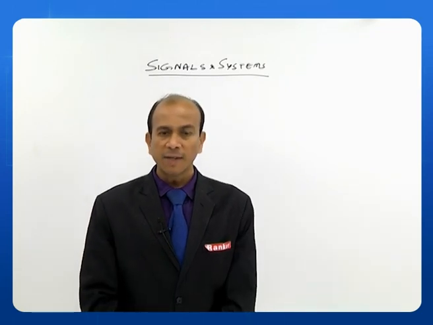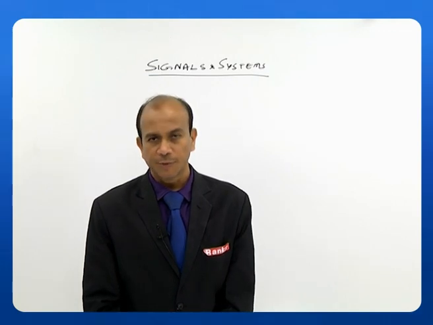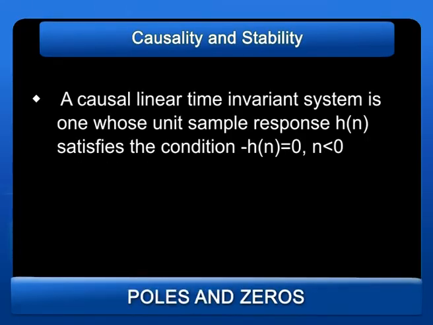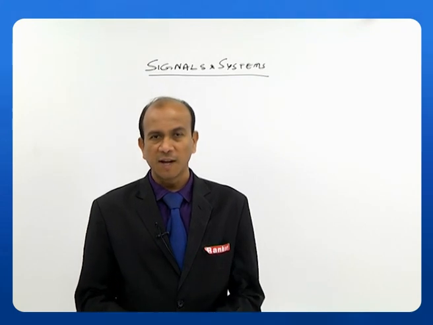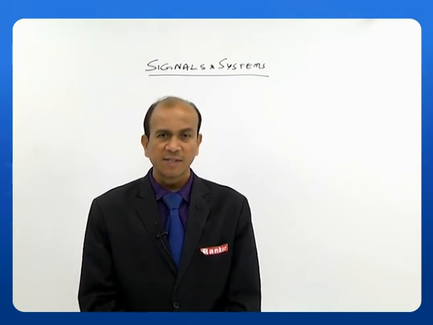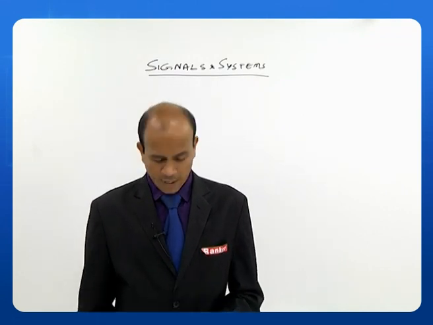Now let us look at causality and stability with respect to the poles and zeros. A causal linear time invariant system is one whose unit sample response h of n satisfies the condition h of n is equal to 0 for n less than 0. The ROC of the z transform of a causal sequence is the exterior of a circle. As we have seen earlier in the first example today, the ROC is exterior to the circle. So that's what we are talking about here also.